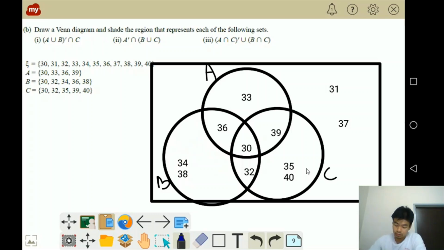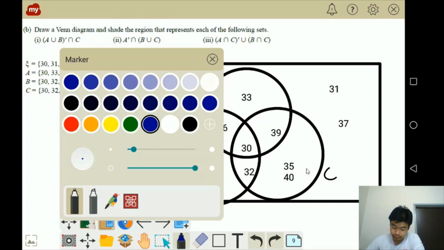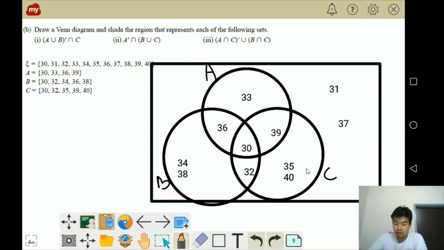B3. Highlight pen. So there are two brackets, A intersects C prime. So where is A intersects C prime? A intersects C, where is A intersects C? A intersects C is the small area right here, right? This is A intersects C. A intersects C prime is every area outside of these two areas, right? So A intersects C prime is here, here, and outside. 1, 2, 3, 4, 5, 6. So this 6th area is A intersects C prime.